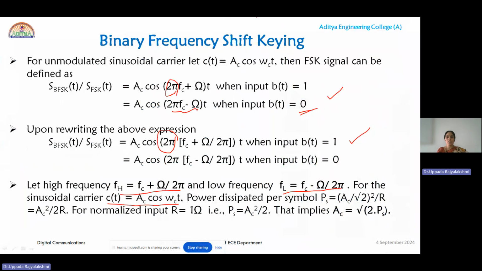And here you can observe that the power dissipated per symbol PS is equal to AC by root 2 whole square divided by R. So we are going to replace AC as root 2 PS to write it as a 1-bit energy carrier. We already discussed this concept in the ASK as well as PSK modulation techniques. Let us replace AC as root 2 PS, which we can see in the next slide.